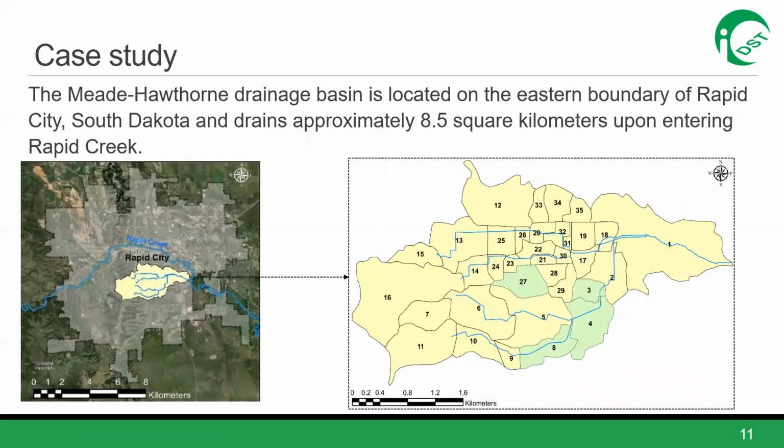So let's go to our case study. The case study is the Mid-Hawthorne drainage basin, which is located on the eastern part of Rapid City, South Dakota. It drains approximately 8.5 square kilometers, and it has 35 sub-basins as shown in the figure.